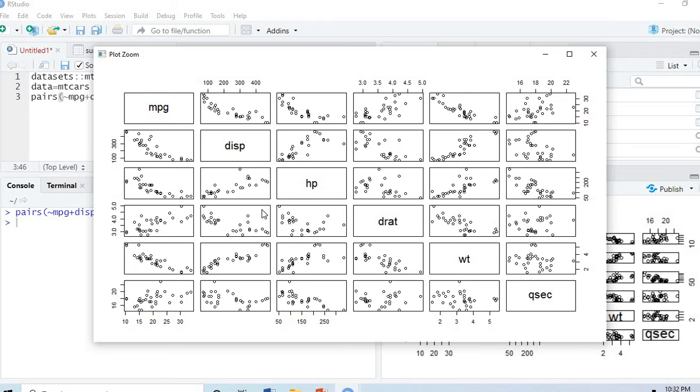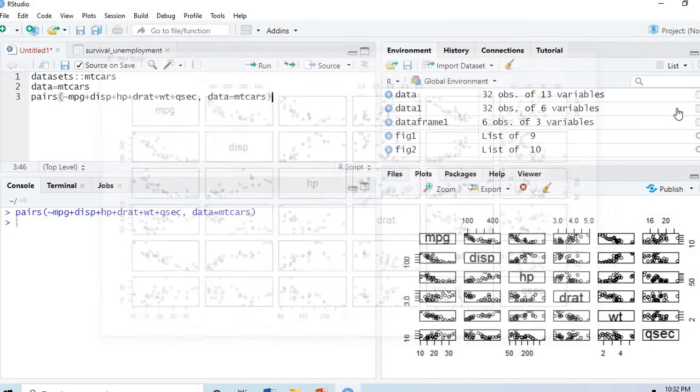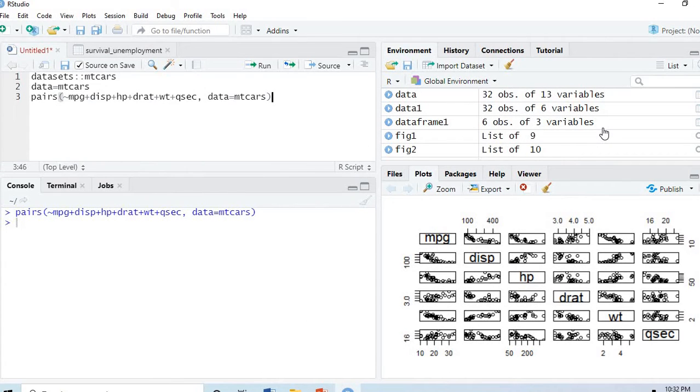But if I see the relationship between DISP and HP, that is displacement with horsepower, this is upward in direction and it is positive. So you can see that various relationships are linearly associated among each other, so we can run the multiple linear regression for further examination. To run the multiple regression analysis, I'm using the command lm. lm stands for linear model.